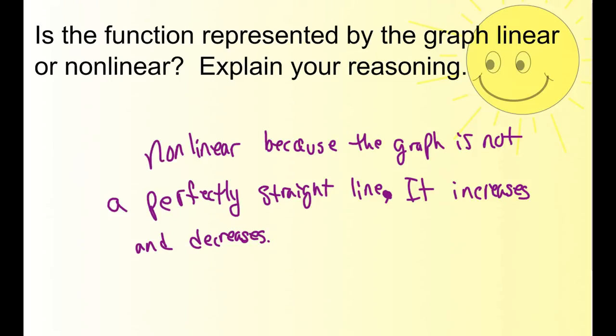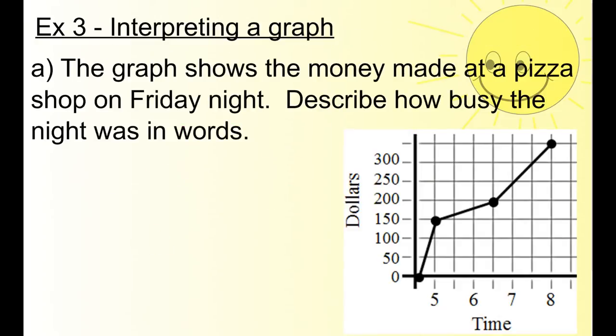Okay. Now we're going to get to a couple application type problems. This is really where the lesson comes into play because the first part has been so easy. It's like obvious. Now we're going to see about some applications of describing a graph and being able to interpret it. Here, the problem says, the graph shows the money made at a pizza shop on Friday night. Describe how busy the night was in words.